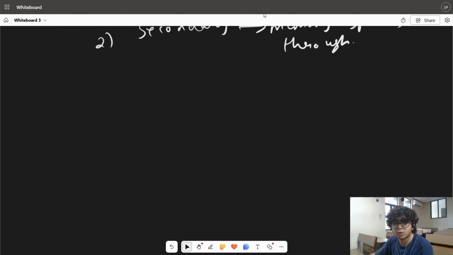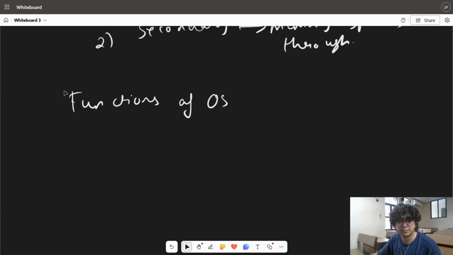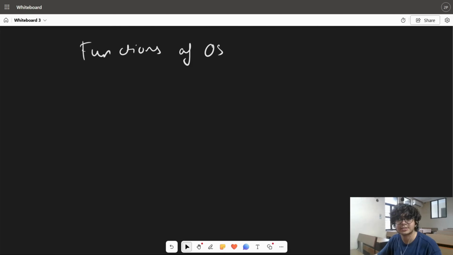Now let's move on to the next topic, which is functions of OS. Now, which are the functions of OS? Wait a second. Functions of OS. Don't mind my handwriting, I'm just roughing it up, I guess. But yeah, so let's move on to the first function.